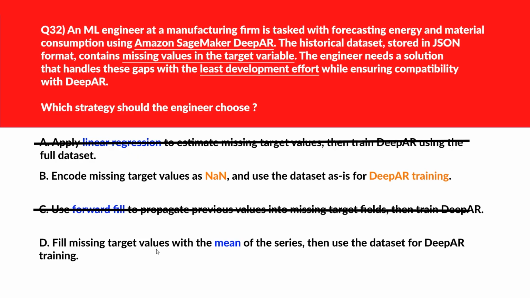D says fill missing target values with the mean of the series, then use the dataset for DeepAR training. Mean imputation flattens variability and weakens temporal signal integrity. We'll delete this. We'll lock option B as the right answer.